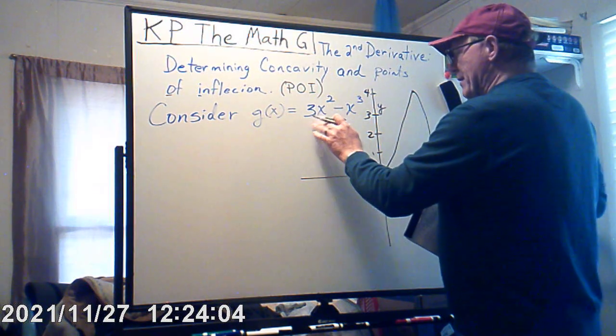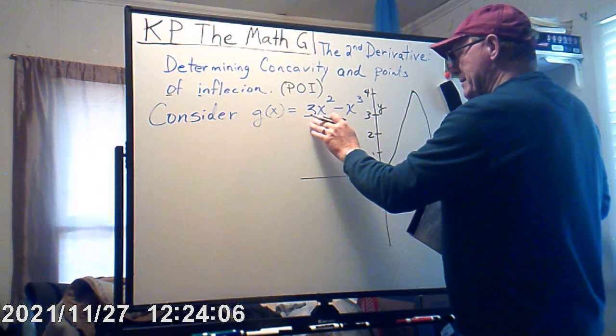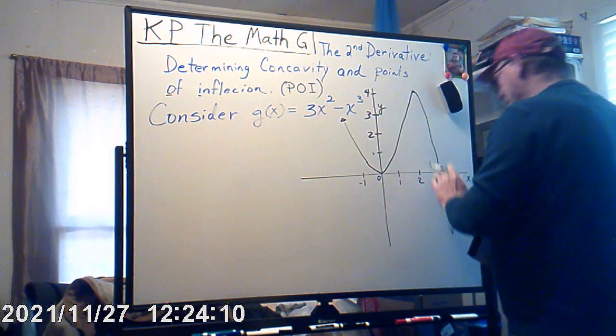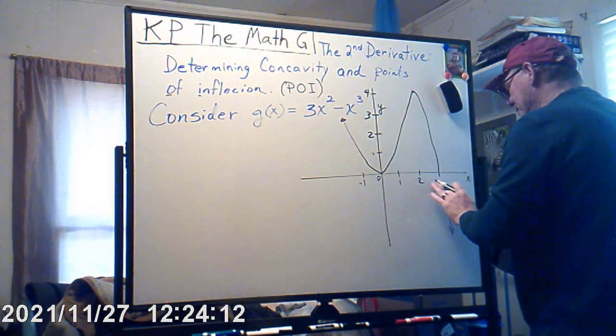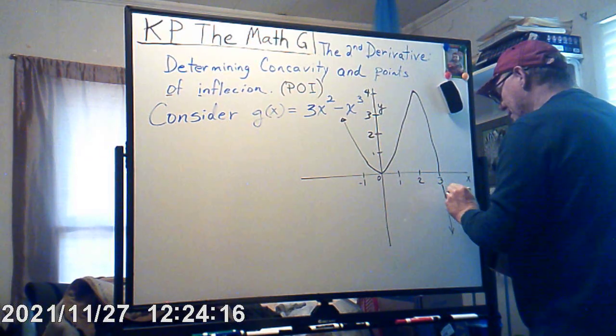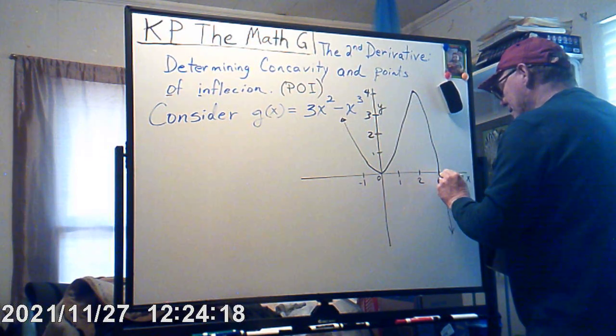Let's see, 3 squared is 9. 3 times 9 is 27. 3 cubed is 27. 27 minus 27 is 0. So yeah, it does go through this number 3 right here. Okay, all right. So right there, it goes through here.